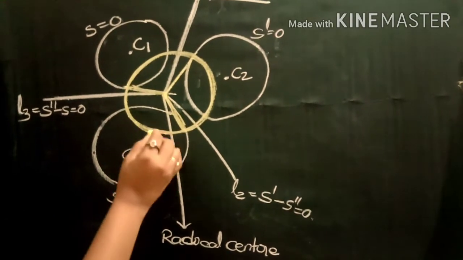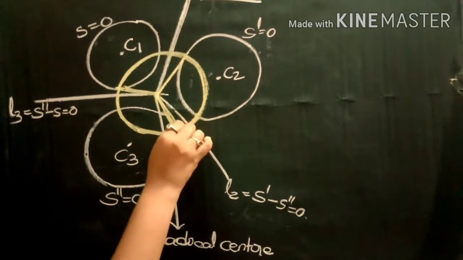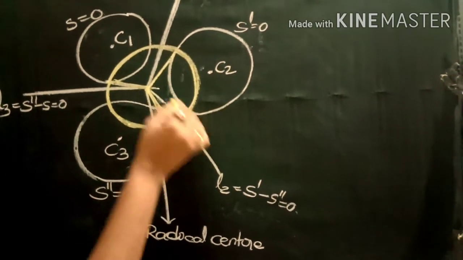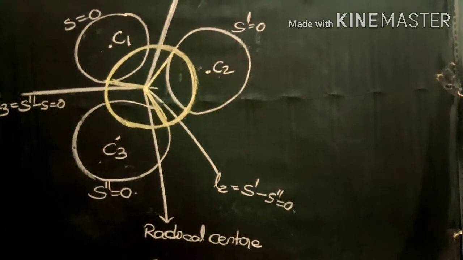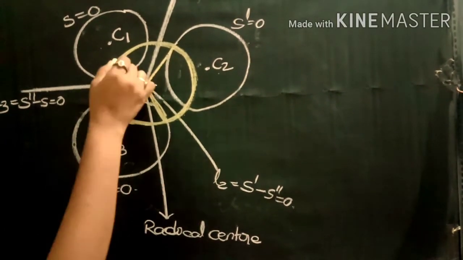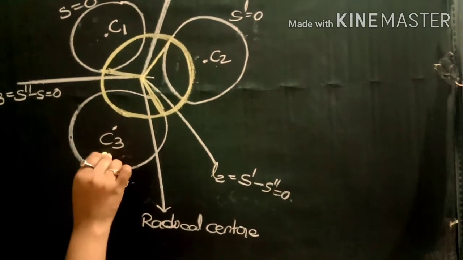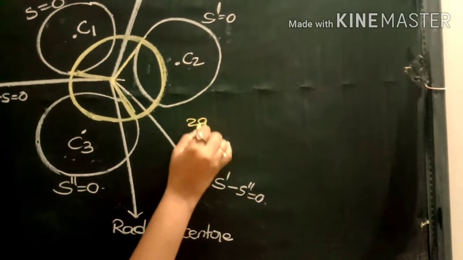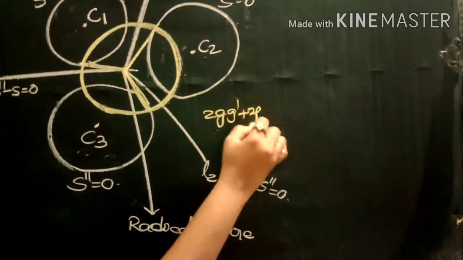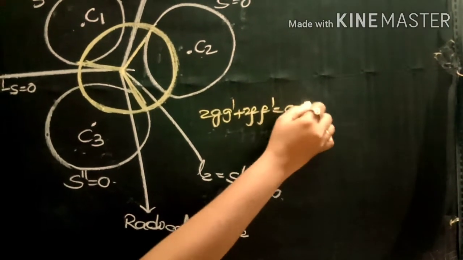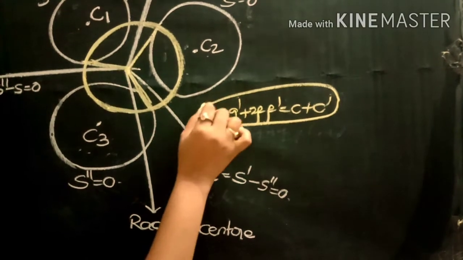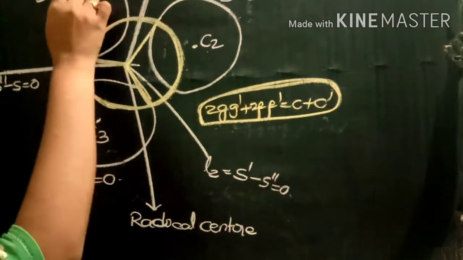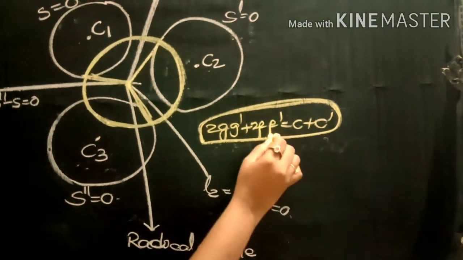Now this is another procedure to find the equation of the circle which is orthogonal to the given three circles. Already we know one procedure, where we find the equation of the circle orthogonal to the given three circles by using the formula 2gg dash plus 2ff dash equals c plus c dash. This is the orthogonal condition. By using this condition we can find the equation of the circle orthogonal to the given three circles. That is the first procedure.